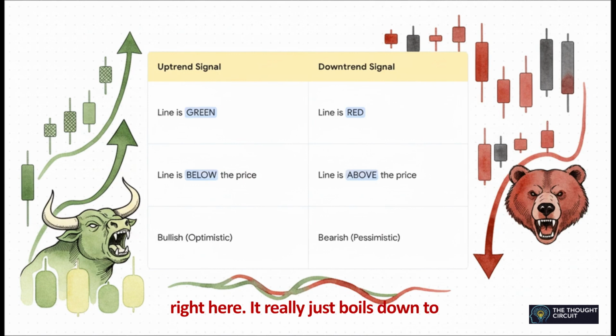And this is pretty much the whole shebang right here. It really just boils down to two simple states. If the line is green and it's sitting below the price, that's your bullish signal. Think of it like green means go. But if it flips to red and moves above the price, well, that's your bearish warning sign. That's it. Just remember two things, color and position.